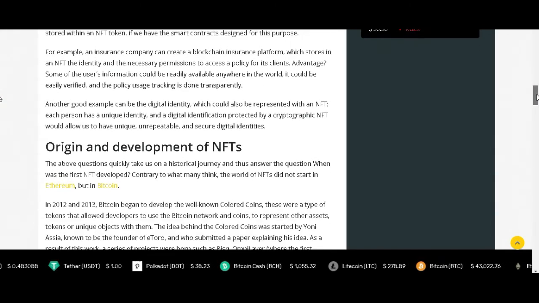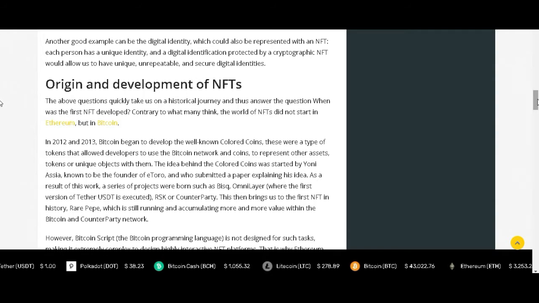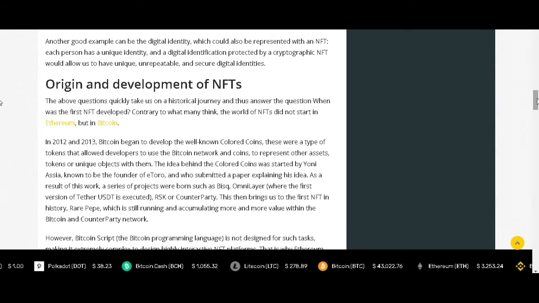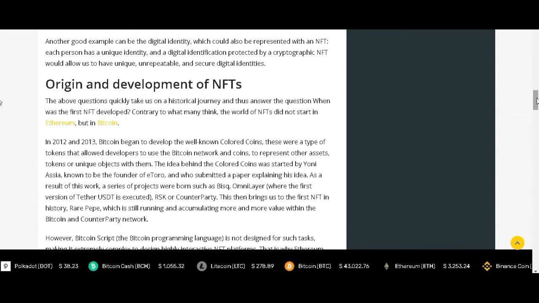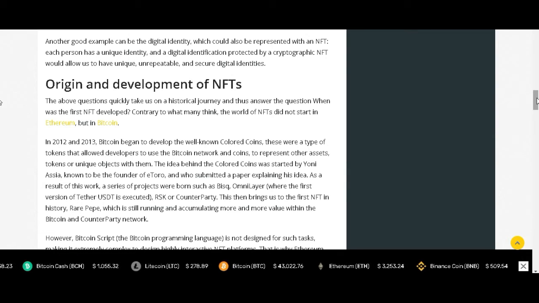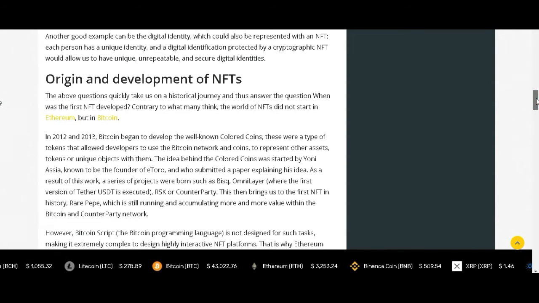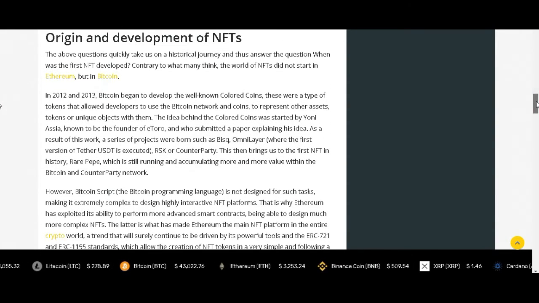Another good example can be the digital identity, which could also be represented with an NFT. Each person has a unique identity, and a digital identification protected by a cryptographic NFT would allow us to have unique, unrepeatable, and secure digital identities. Origin and development of NFTs.